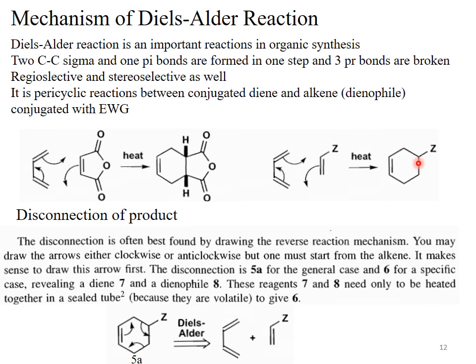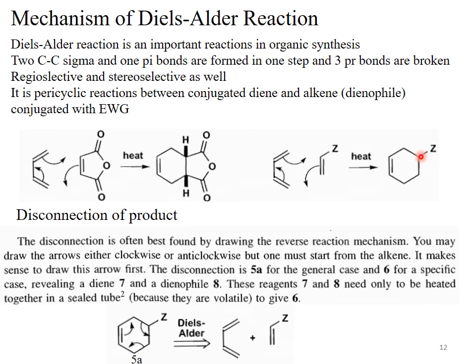You may draw the arrows either clockwise or anti-clockwise, but we must start drawing the arrows from the alkene. This is a very important point. If this is our product, see this one, 5A, here the product 5A is shown, and this is a cyclic 6-membered system. It has a pi bond and it has an electron withdrawing group outside the ring and opposite to the pi bond. So this product fulfills the requirements of a Diels-Alder product.